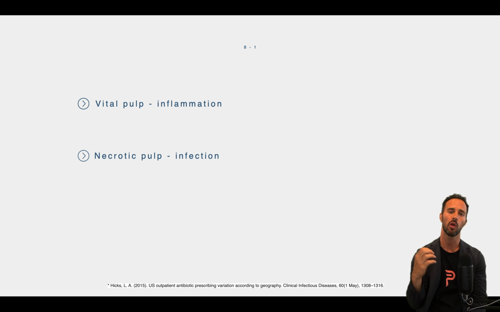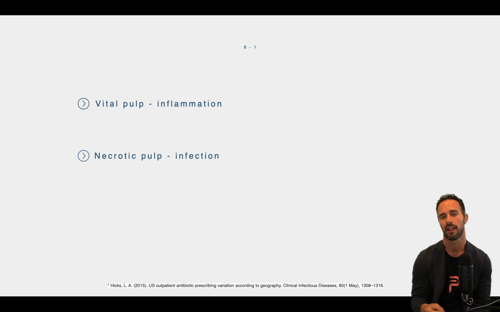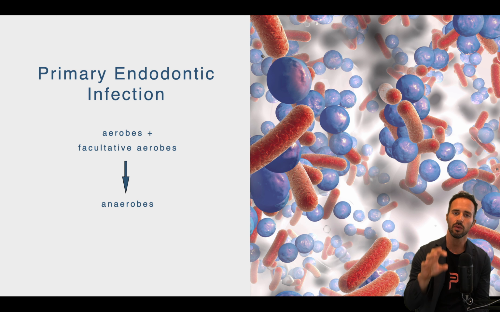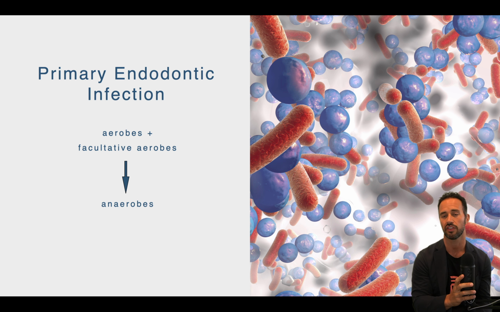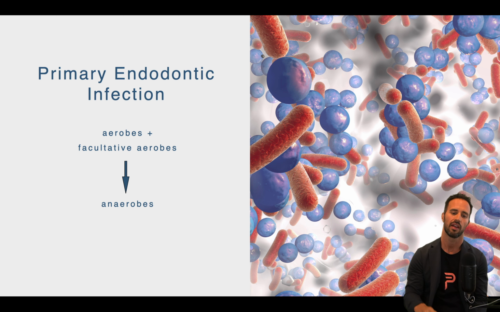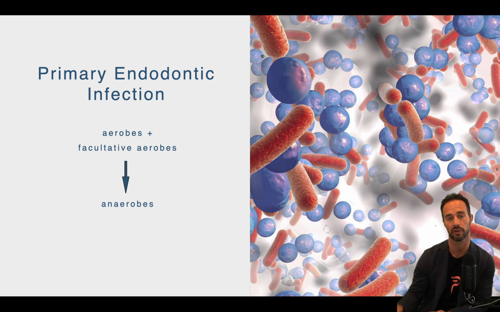Now, when a pulp is necrotic, that's when we're dealing with infection. And that might be when antibiotics actually help, but again, only in certain situations, which I'm going to go over with you. A primary endodontic infection is in a tooth that's never received endodontic treatment, and secondary is a tooth that's been previously treated.